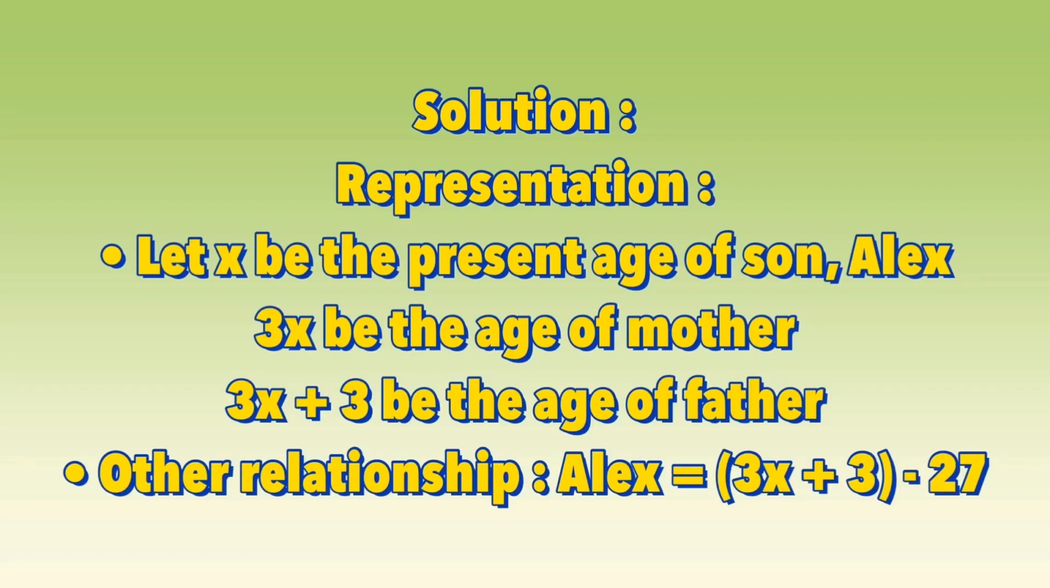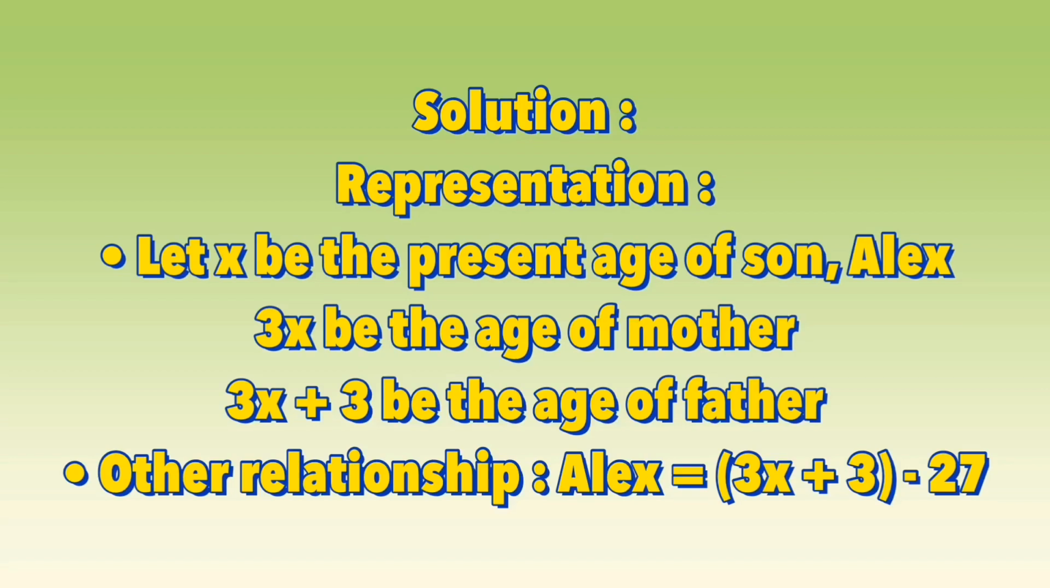we are asked for Alex's age, and Alex is the son. Our solution now is we will make a representation. Let x be the present age of the son, which is Alex, 3x be the age of the mother, and 3x plus 3 be the age of the father. Other relationship: Alex equals the quantity 3x plus 3 minus 27.